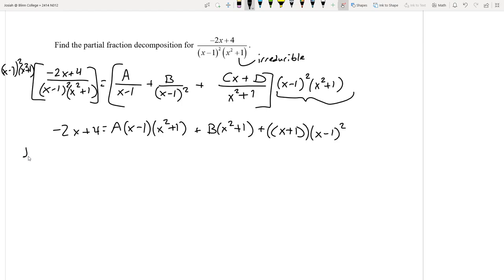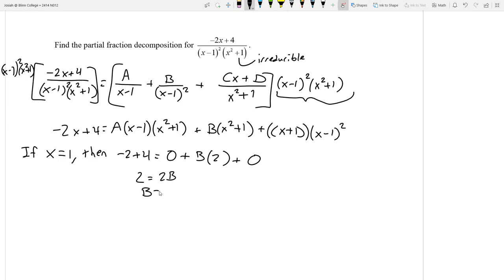So looking at the rest of our factors here, the only other factor we have is x minus 1. And so we'll go ahead and plug in x equal to 1. And that'll be the only zero that we have really that we can use here. So we have negative 2 plus 4 equals 0, plus b times 1 plus 1 is 2, plus 0. So we have 2 equals 2b, so b equals 1.